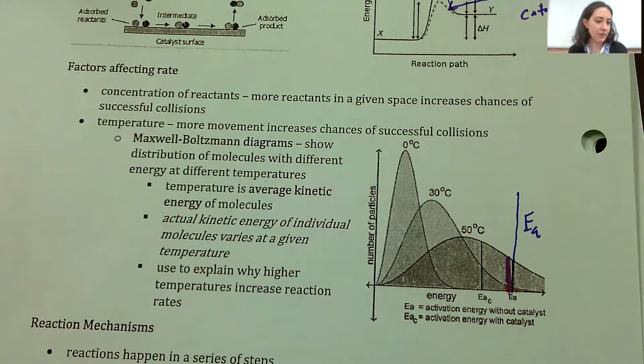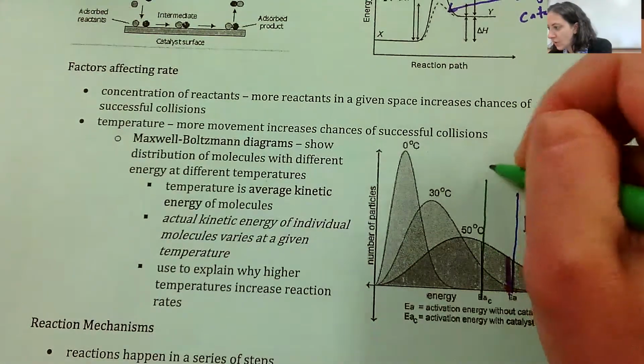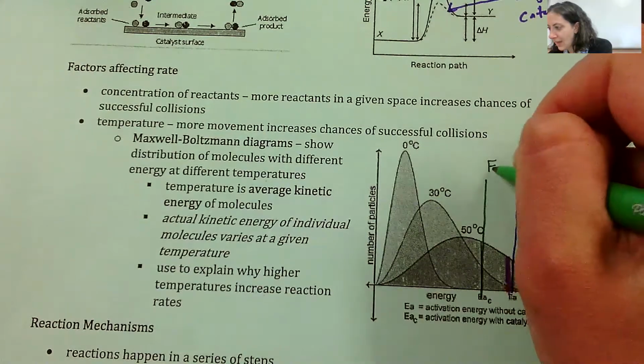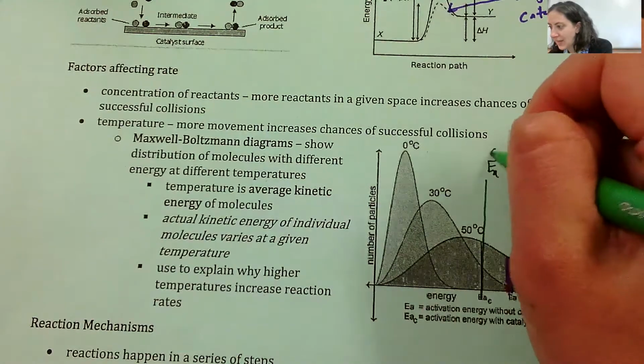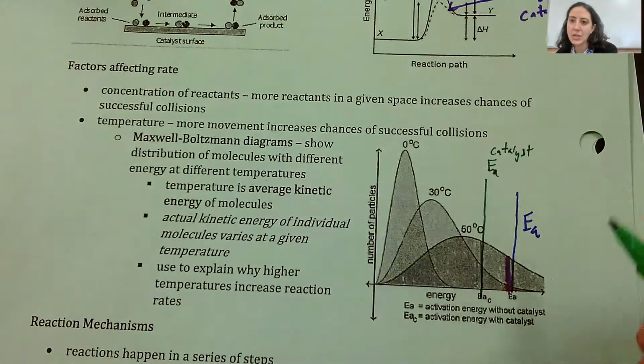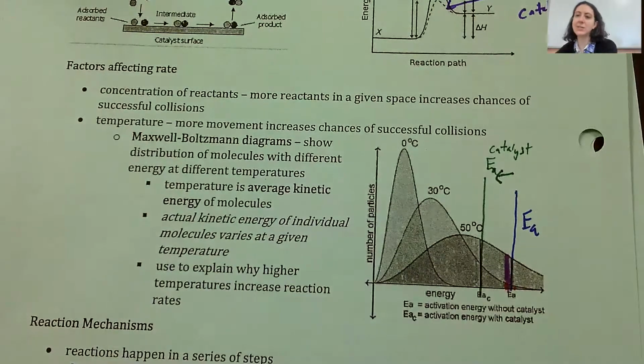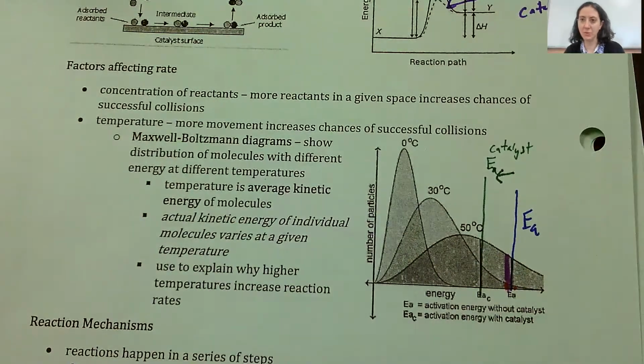This can also explain why enzymes are useful. So this represents lowering the activation energy. This is the activation energy with a catalyst. So a catalyst decreases the amount of energy that's required. And now way more molecules, and particles, are going to be moving fast enough.